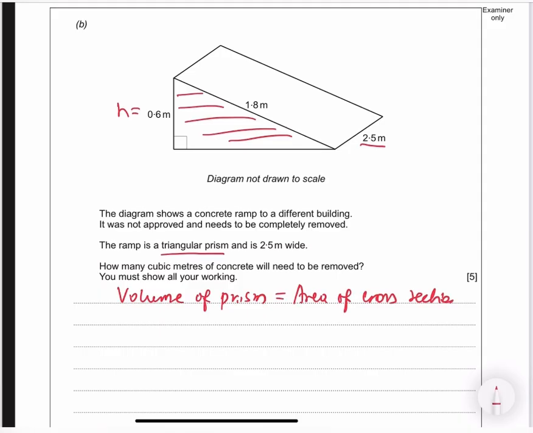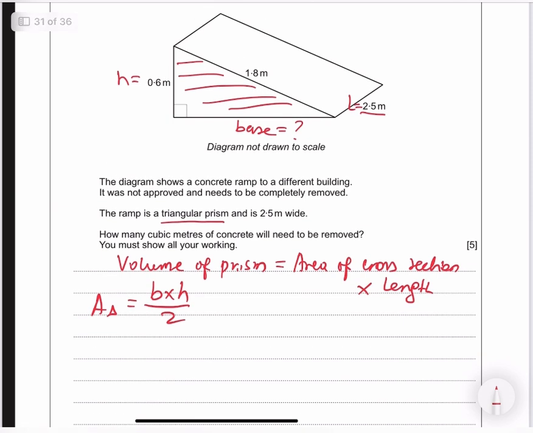Okay, so for the volume of the prism, the formula will be given: the area of the cross-section times the length. So you need to identify correctly these measurements on your shape. The area of the cross-section, what I just shaded, is a triangle. To find the area of that triangle, we're going to do base times height divided by 2. And the length will be the measurement which shows 2.5.